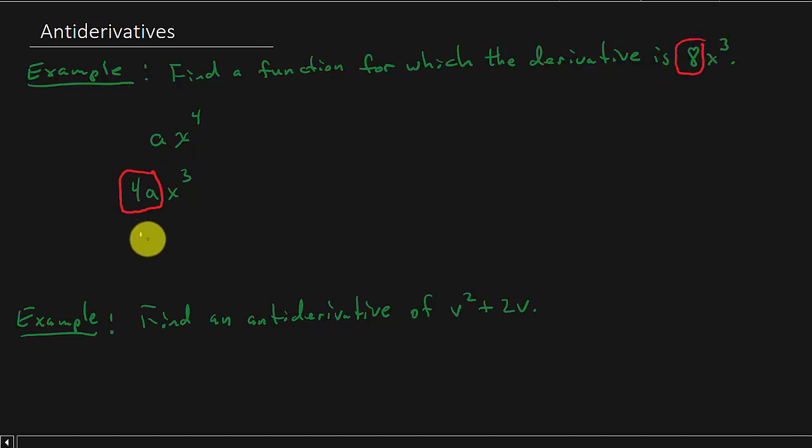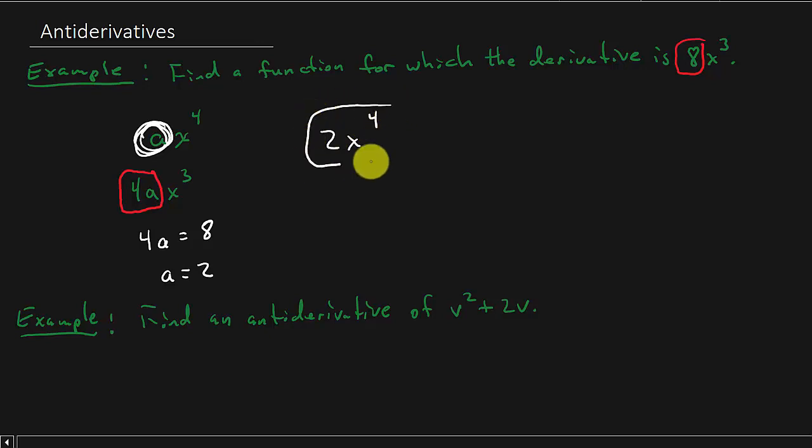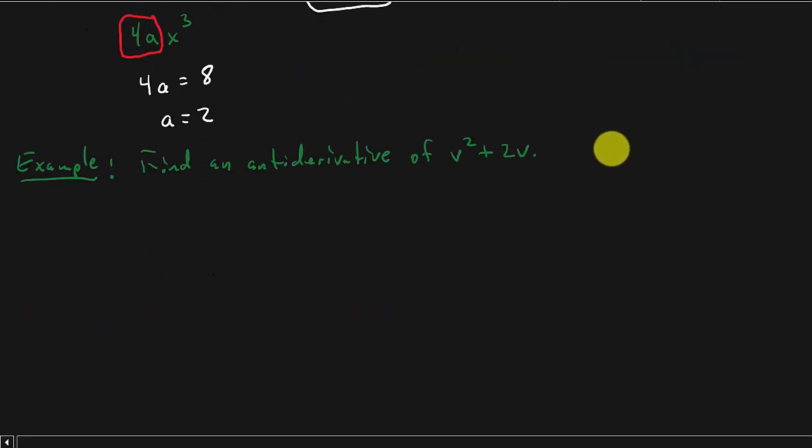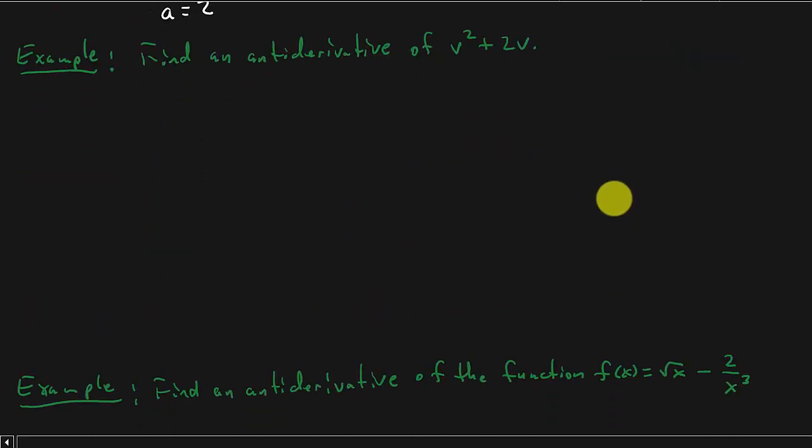So we know 4a has to equal 8, so a is equal to 2 when we solve. So that number here in front has to be 2. And so our answer would be 2x to the fourth, and that would be the antiderivative. And you can check it real easy. Bring the 4 down. 4 times 2 is 8. Subtract 1. That would be 8x cubed, which is this. All right. Let's look at the next one.